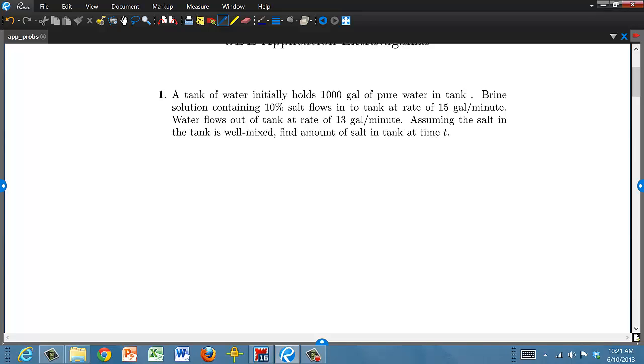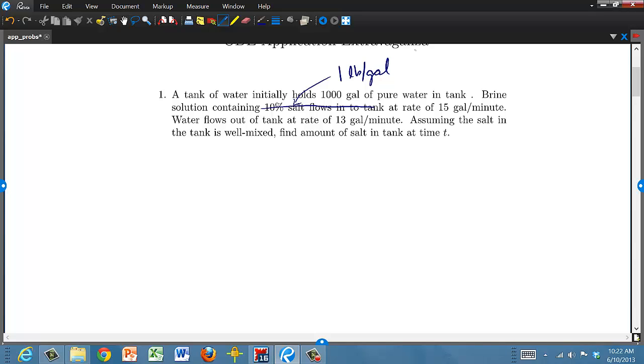A tank of water initially holds 1,000 gallons of pure water. You've got some salt solution flowing into the tank. This is mistyped. I'm not sure what 10% salt even means. Let's say you've got a brine solution containing some amount of salt per gallon. So let's just say that this is 1 pound per gallon of salt, and it's flowing into the tank at a rate of 15 gallons per minute.